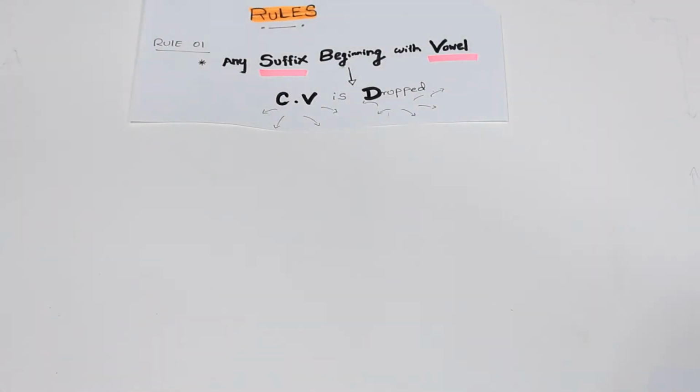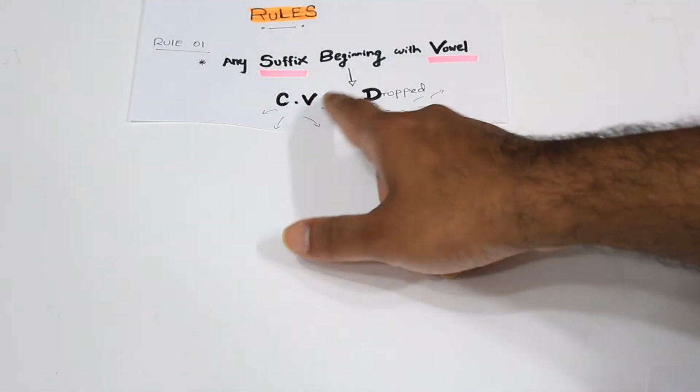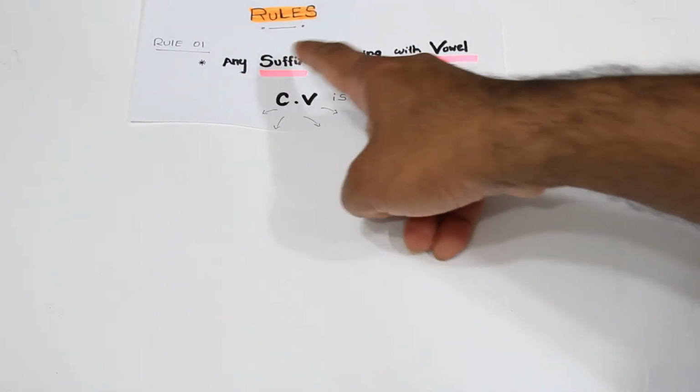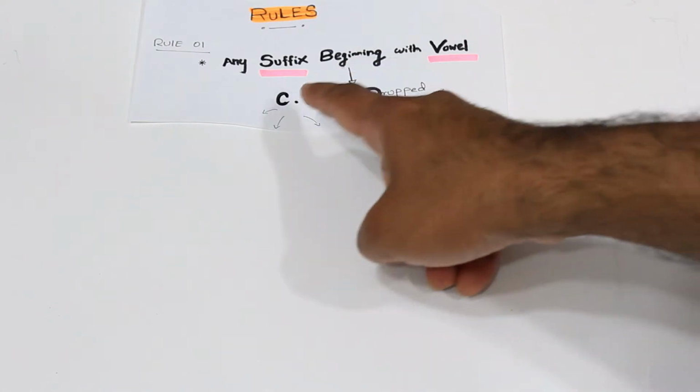Let's discuss the rules to make those medical terms. There are only two rules we can apply to make a medical term. So what is rule 1? Rule 1: any suffix beginning with a vowel, the combining vowel is dropped.